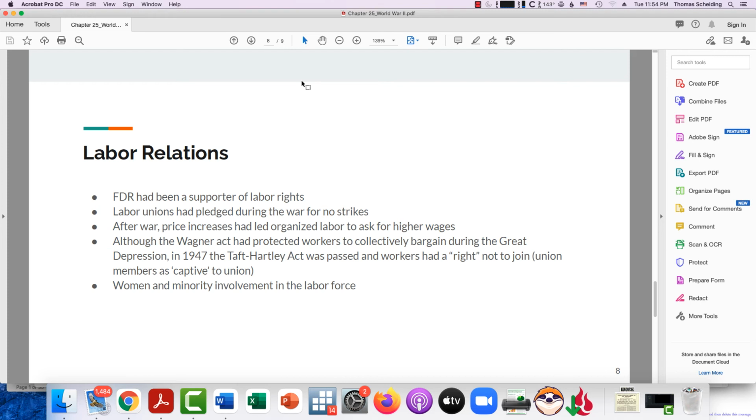We also have, in terms of labor relations, lots of examples of women and minorities becoming more involved in the labor force to produce stuff. And there's lots of examples of that in media.